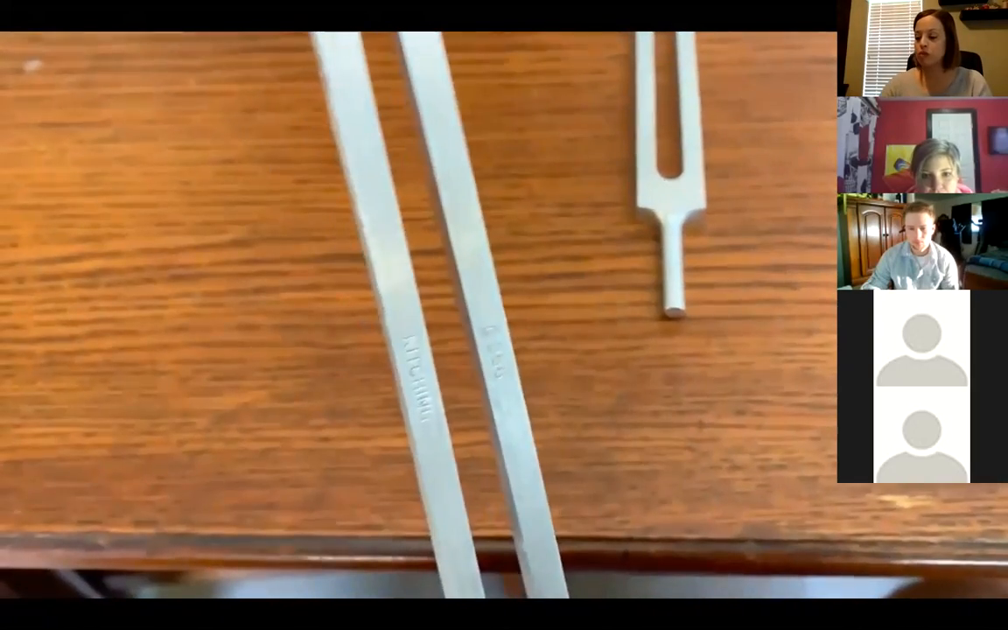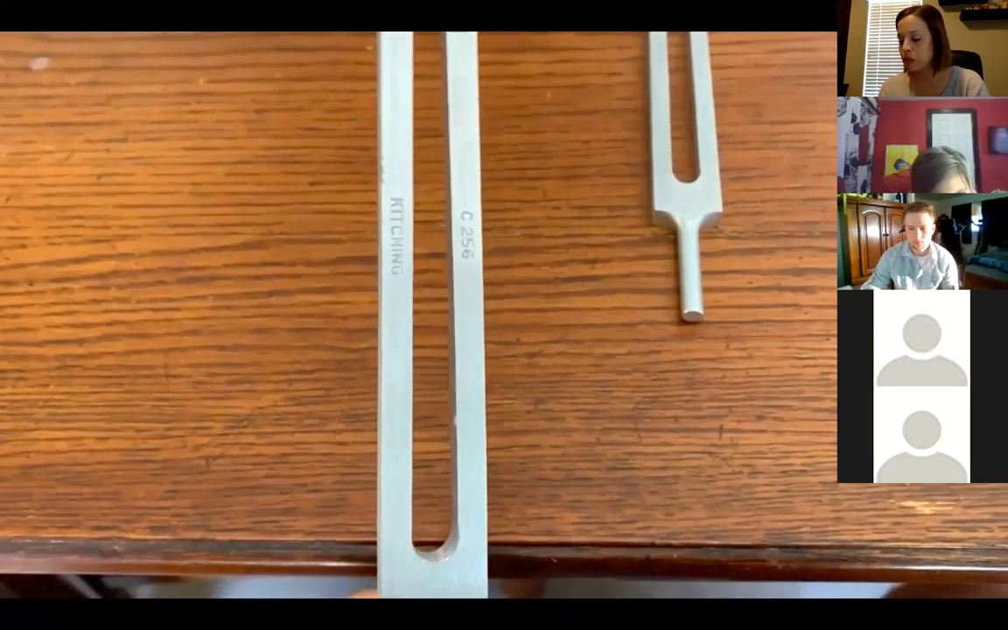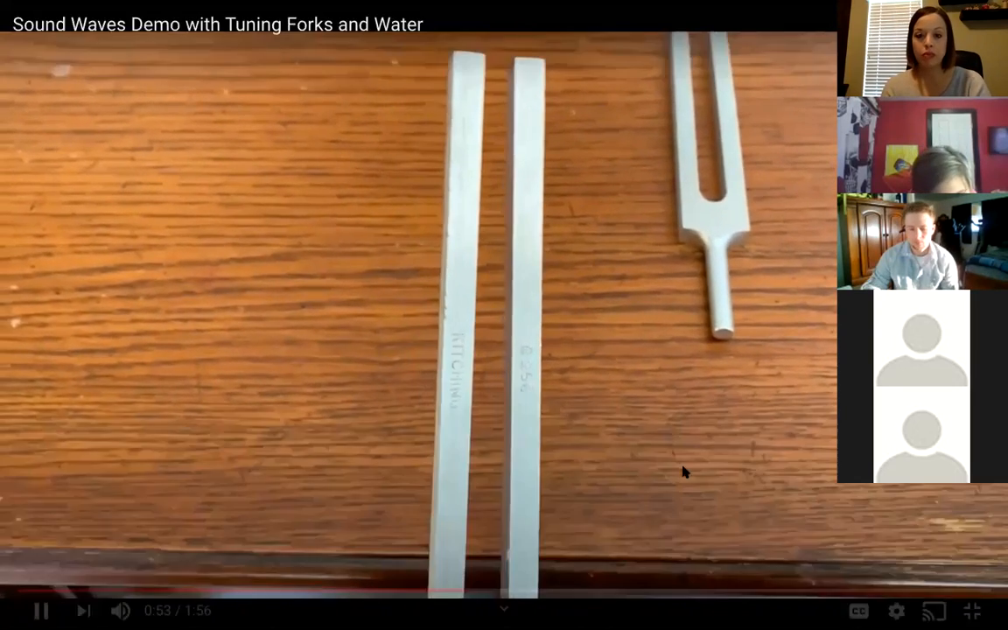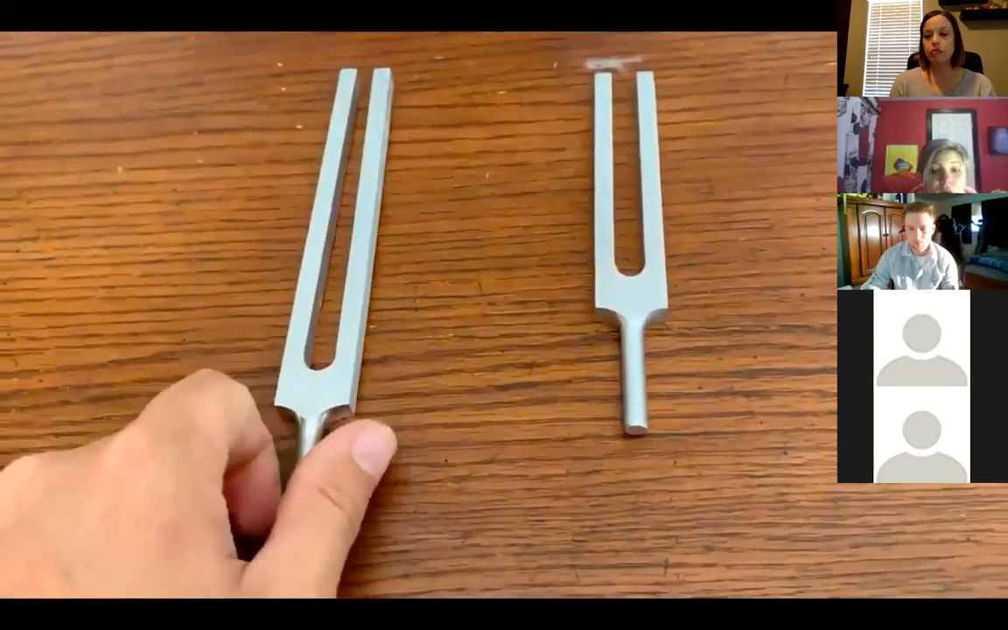Yeah, this one's the lower frequency. Okay, the longer it is, the lower the frequency. Remember, frequency is vibrations or pitch, right? Okay, you can do something really cool with these.